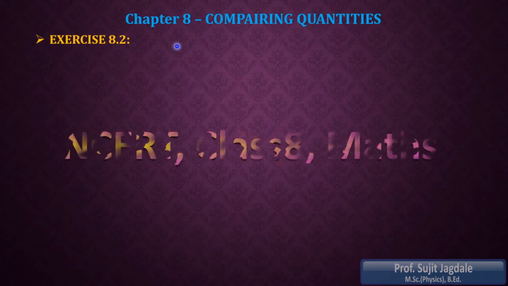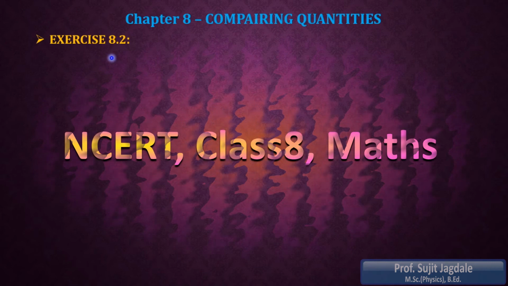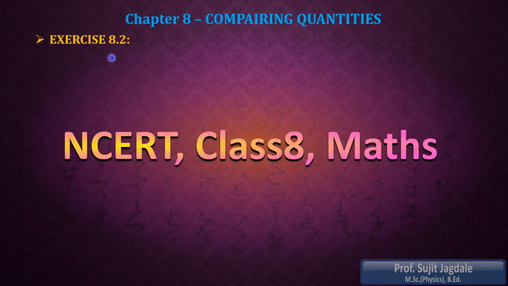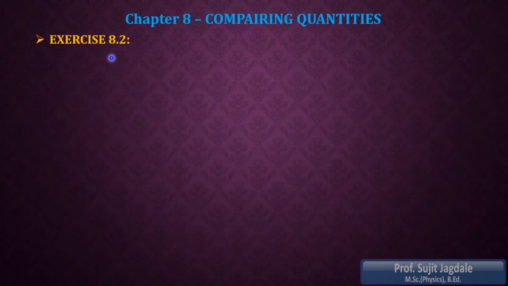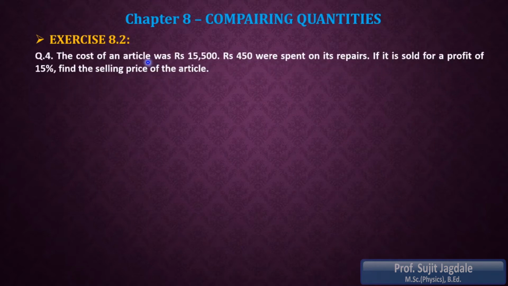Today we are going to start the next question from exercise 8.2. We are considering exercise 8.2, among which the first three questions we had considered in the previous videos. Now in this video we are going to consider the next question, number 4, which is again very easy, regarding profit and loss.